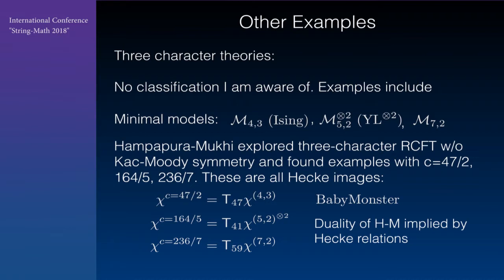And by comparing their formulas and using recursion, you can show that the solutions they found are, again, all Hecke images of three-character theories. This one is the Hecke image of the Ising model, and it's the baby monster characters. And these other two are Hecke images with respect to T41 and T59.